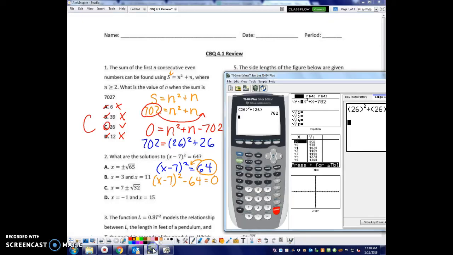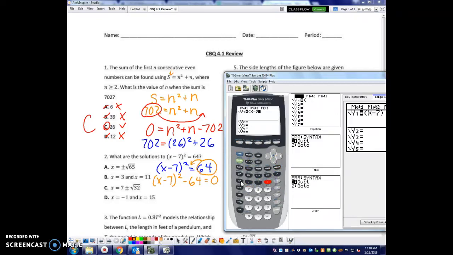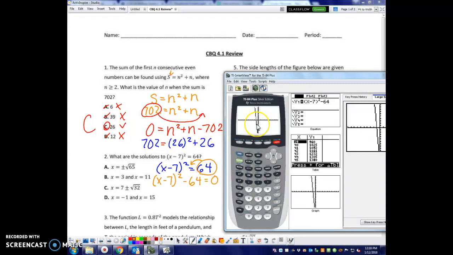Okay, so take out your calculator, type in this equation into y equals x minus 7 squared minus 64. Graph it. So it crosses here at negative 1. So the option that says that is negative 1 and 15. Let's check that. Go to your table. Let's go back to table set, negative 1. Table. Negative 1's right, because y is 0. So now let's check 15. When x is 15, y is 0, that's also correct. So these are your solutions.